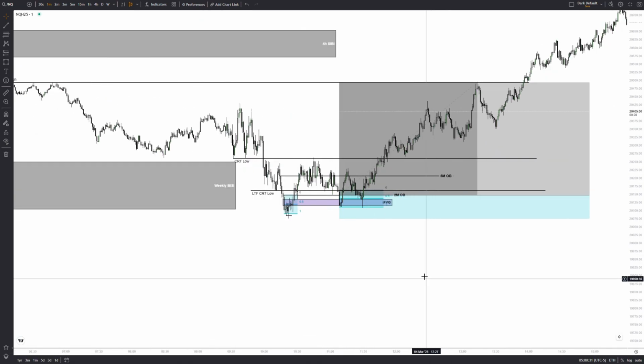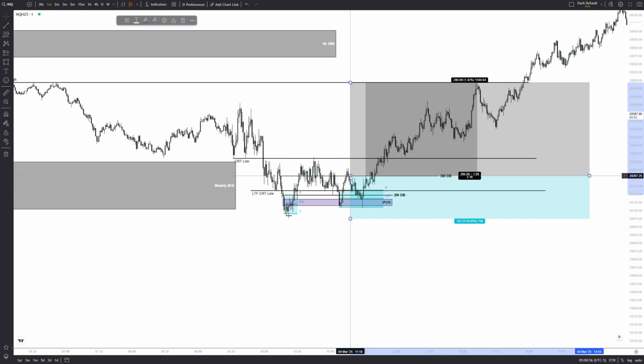Now, we've discussed our entry. We have the 4-hour CRT. We have the lower time frame CRT on the 15-minute, which has been swept, right? We have the weekly BISI, which is our high time frame key level. We have the 5-minute order block, 2-minute order block for deeper retracement. Why did I use a 2-minute?